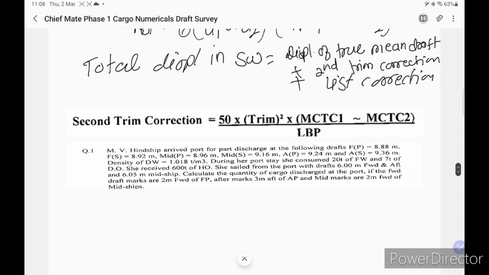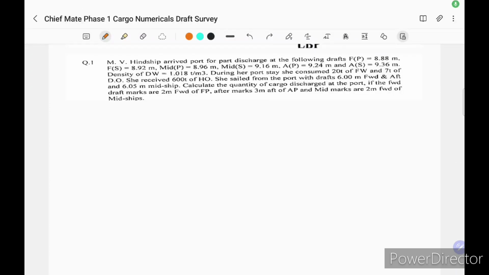Now we will solve the first question. The first question is: ambihenships arrived at port for part discharge at the following drafts. Forward port side is 8.8, forward starboard side is 8.92 meter, mid port is 8.96 meter, mid starboard is 9.16 meter, aft port is 9.24, aft starboard is 9.36 meter. Density given is 1.018.